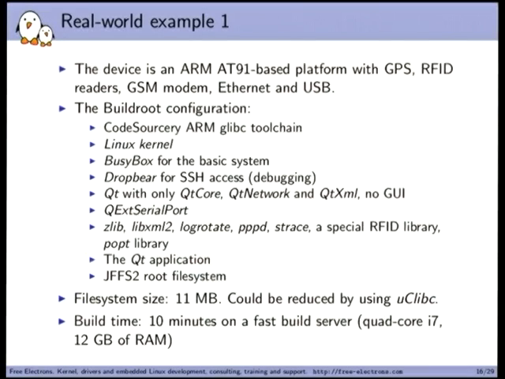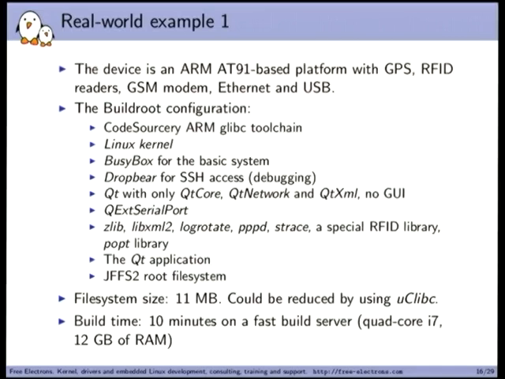So here are two real-world examples of projects that I've done using Buildroot. One of them was for a company making a device based on an ARM Atmel CPU, which was like 200 or 400 megahertz maybe, with 64 megs of RAM, so pretty limited. This device was used to track things going on using GPS, RFID readers, GSM modem, Ethernet, and USB.